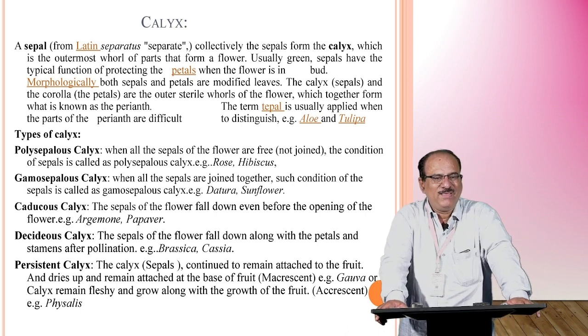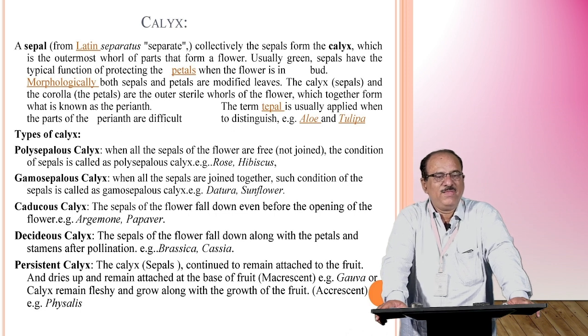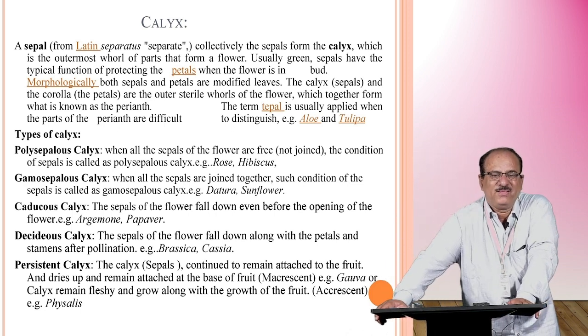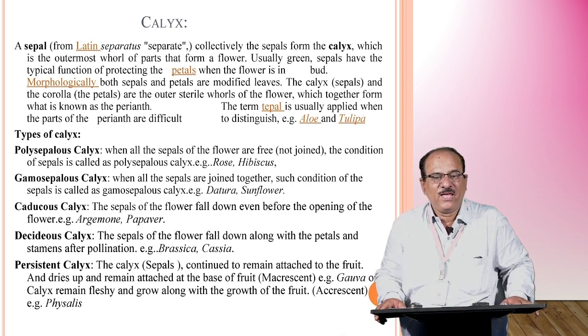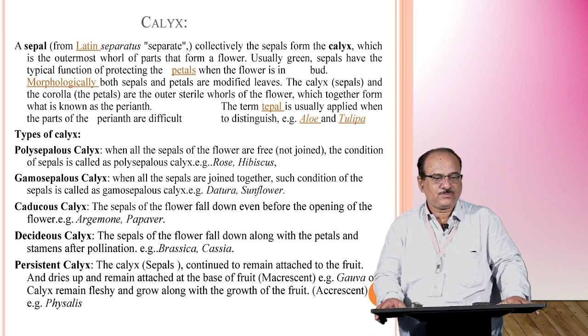The first one, polysepalous calyx: when the sepals are free, not joined with each other, the condition is polysepalous, as in the case of hibiscus or rose. Second is the gamosepalous calyx: when the sepals are joined with each other, fused with each other, as in the case of datura or sunflower.